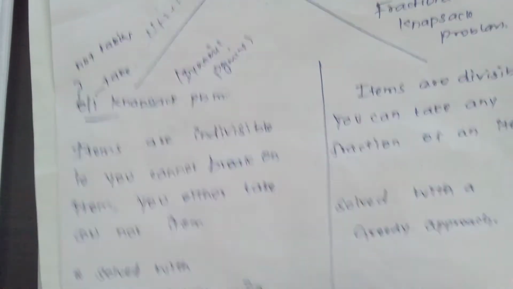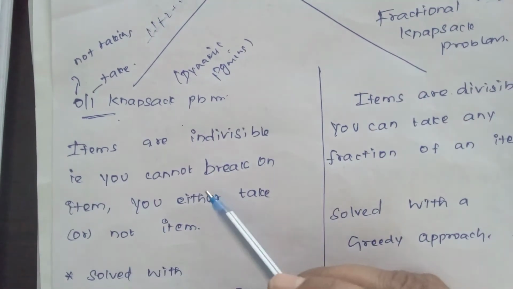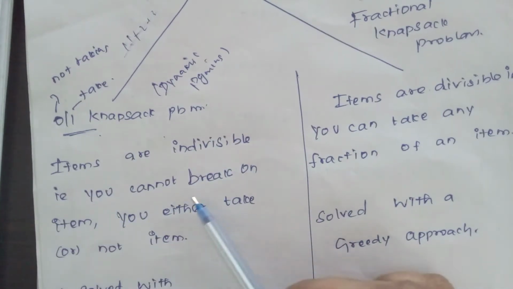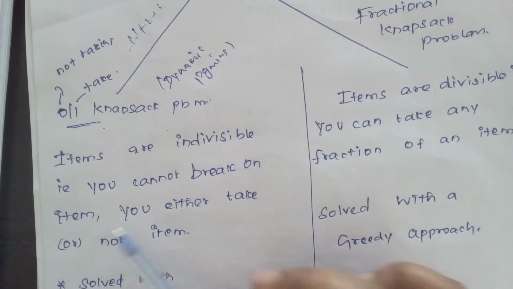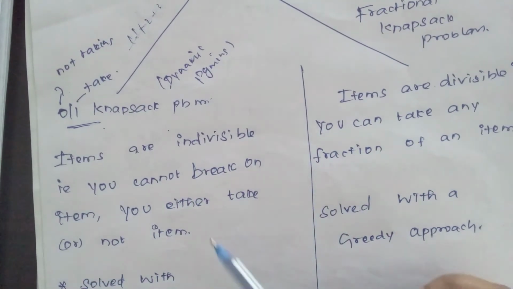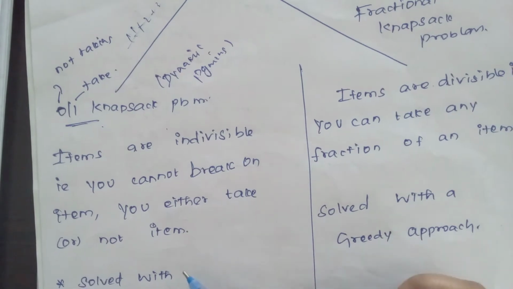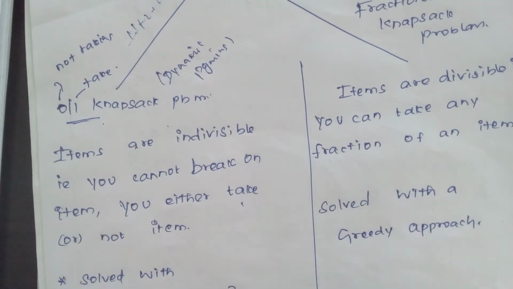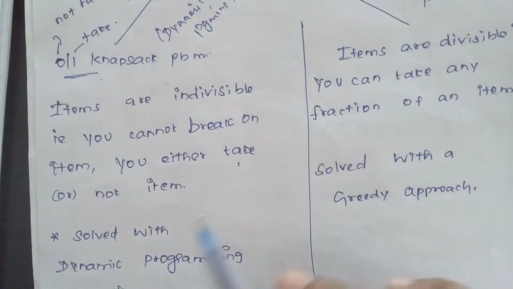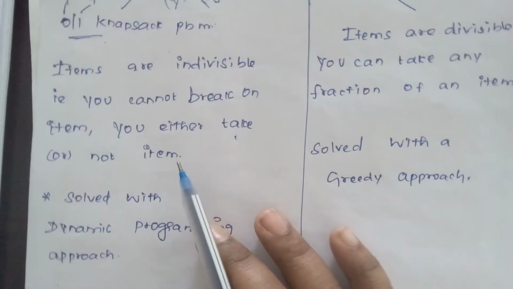See the difference between these two. In 0/1, items are indivisible. You cannot break an item, either you take it or not take it. That means we can't divide the particular item; we can take that item completely or not. And it is solved with the dynamic programming approach.